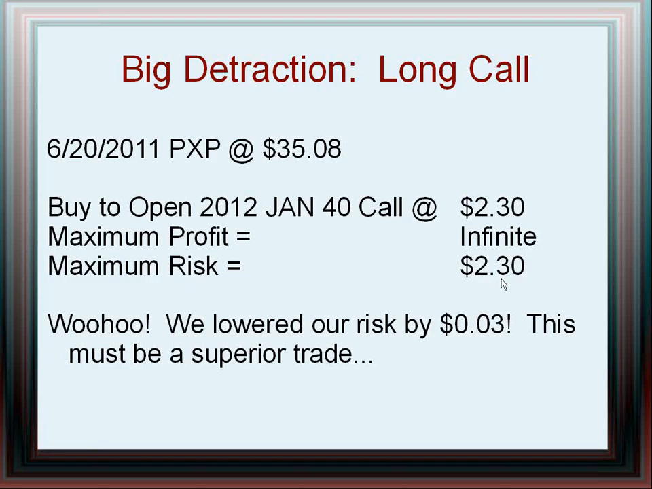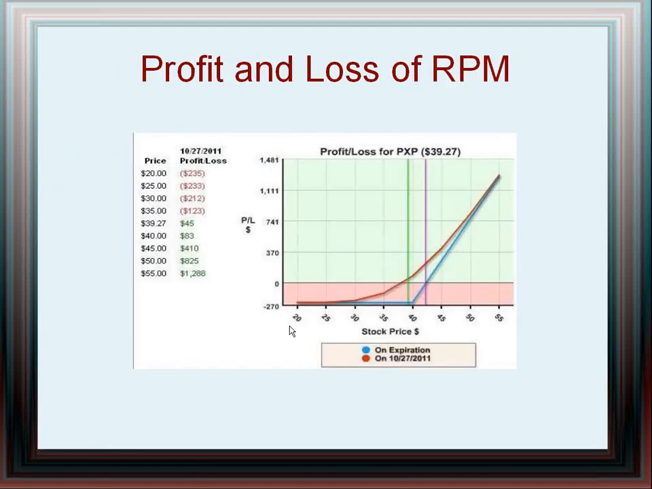Buying the out-of-the-money call instead of putting up all that capital to buy the stock is actually better. In this case, we've got 3 cents better. Remember, our total risk was 2.33 on the married put position. The long call is only risking 2.30. This must be a superior trade. Well, not necessarily. Okay, and let's talk about it.